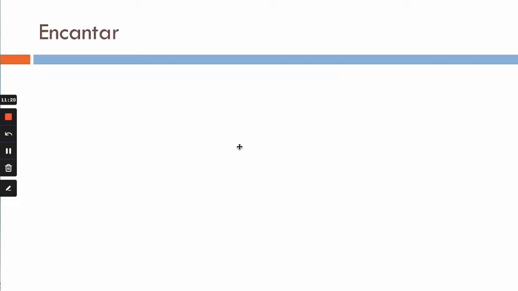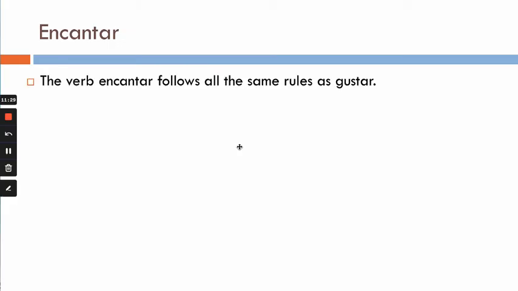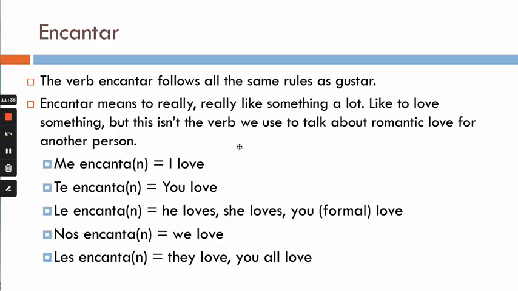We learned about the verb encantar also when we were talking about our activities and hobbies that we like to do. The verb encantar is going to follow all the same rules as gustar. Encantar means to really, really like something a lot, like to love something, but keep in mind that this is not the verb that we use to talk about romantic love for another person. It's like if I were to tell you, me encanta el chocolate, I love chocolate, or me encantan las papas fritas, I love French fries. Like I more than like those things, I really, really, really like those things, I love them.